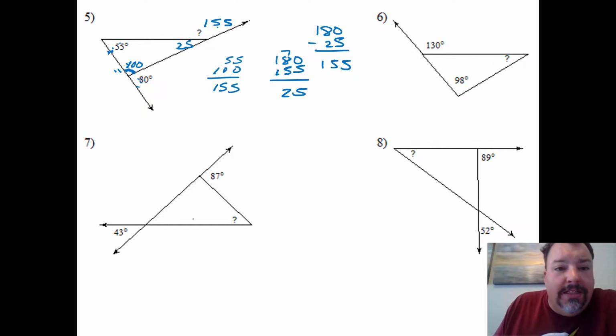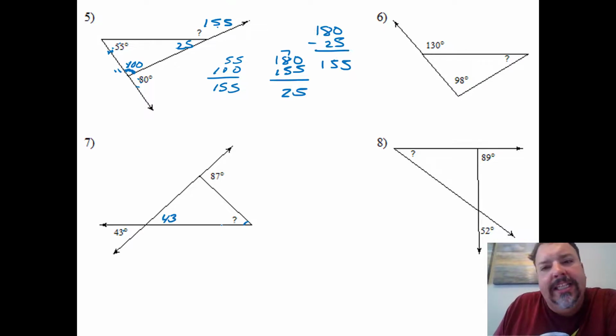Here's number 7, another example. Here we want to find the missing angle inside of a triangle. To find this missing angle, we need to find these two angles inside the triangle. So we have to work our way inside the triangle. Now notice that this angle and this angle are what type of angles? Those are vertical angles, so they're going to be congruent to each other. So if this is 43, then this angle has to be 43.